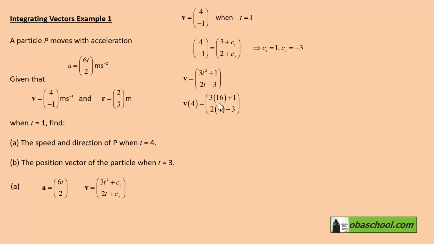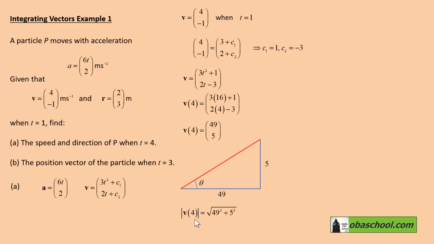v of 4, just substitute in 4. 4 squared is 16. So that gives us that v of 4 is (49, 5). So that's 49 across and 5 up. And let's call this angle theta.